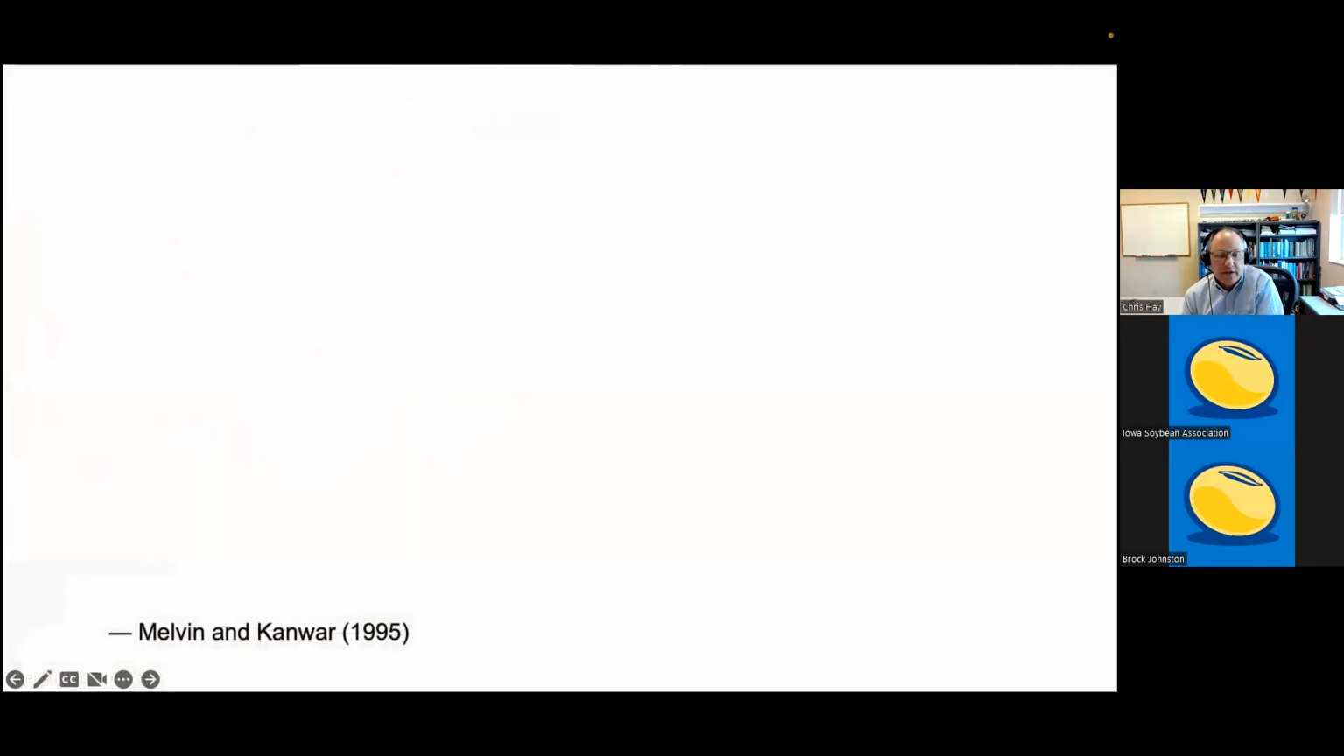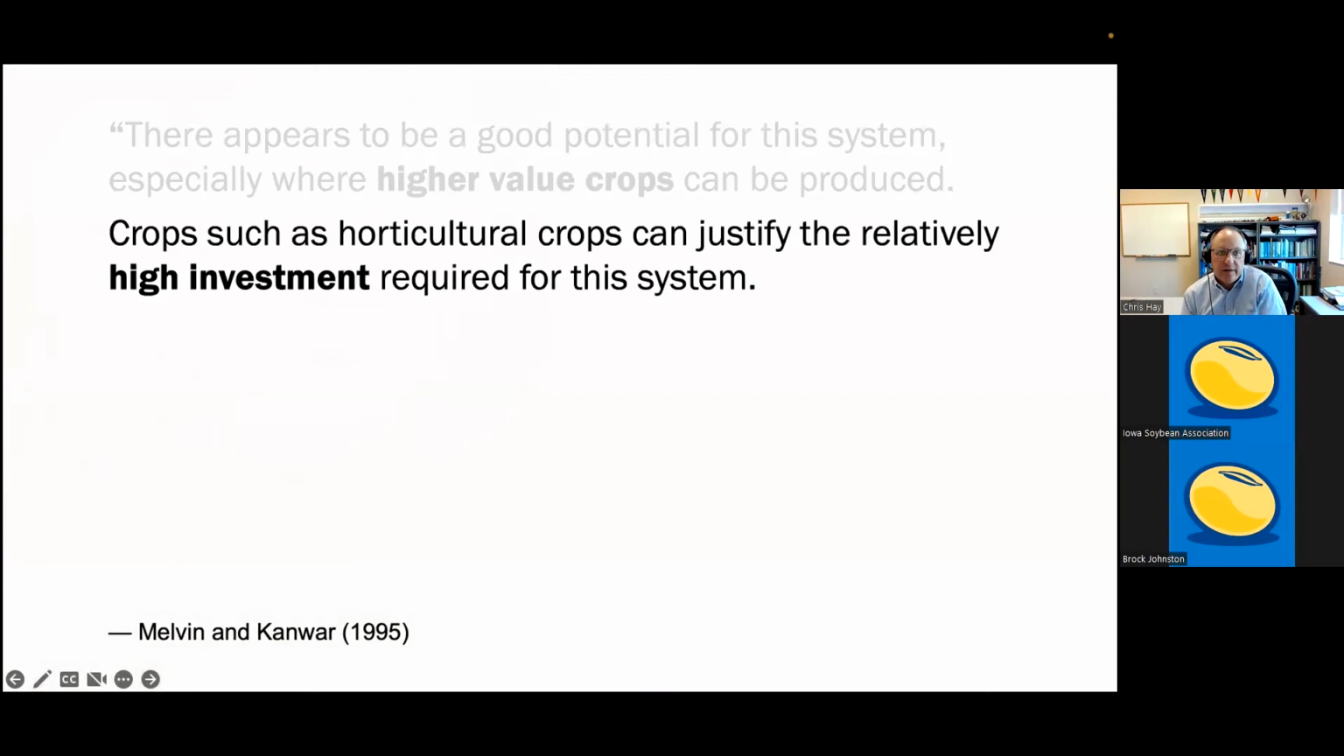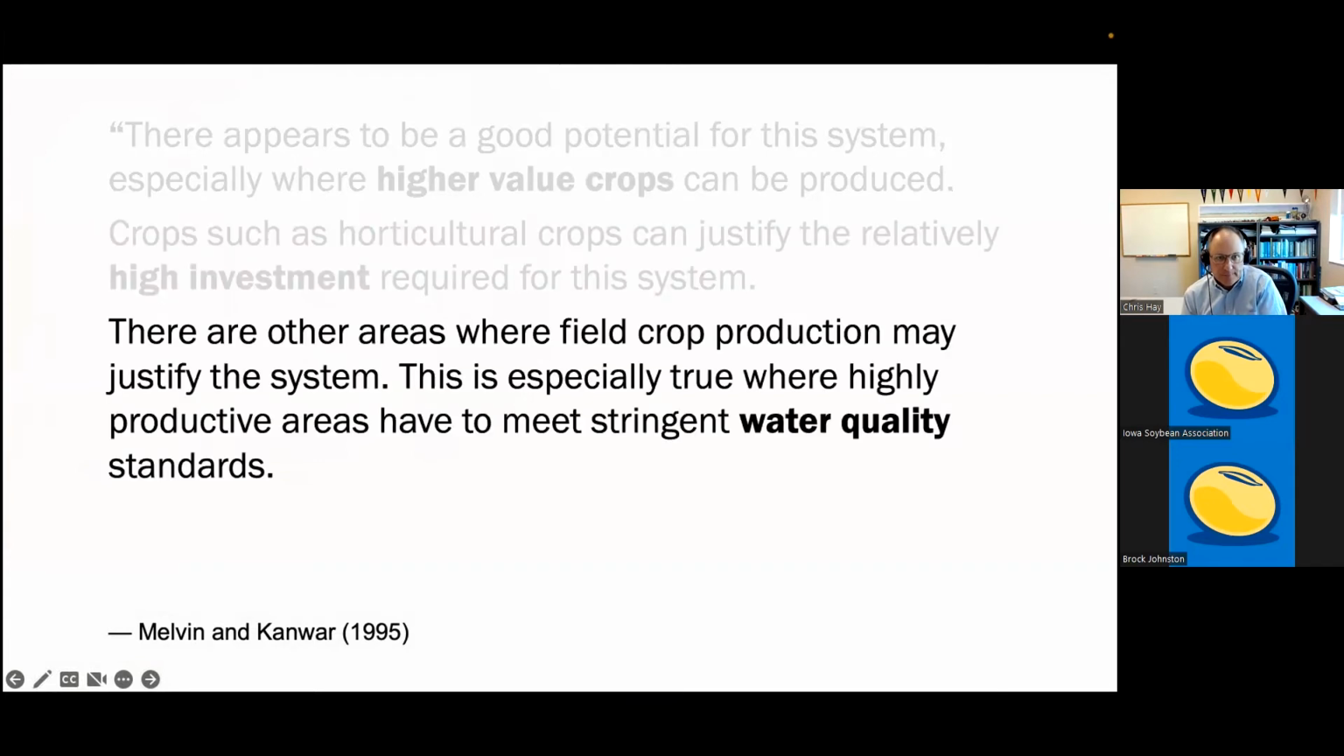So what Dr. Melvin and Dr. Kanwar came up with from that study was that they said it appears that there's good potential for the system, especially where higher value crops can be produced. And really that's because of the high investment that's required for the system because of that irrigation component. But they also noted that it could also be feasible for standard field crops where you have to meet stringent water quality standards.